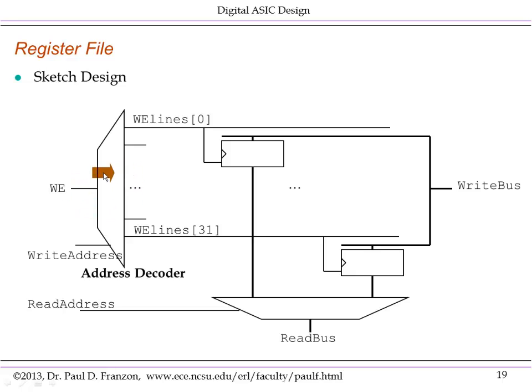Here's that logic I was just describing. If WE is high, it's shifted onto the correct WE lines by write address. So for example, if write address is 0, it's shifted 0 bits to WE line 0. If write address is 31, WE is shifted left 31 bits onto WE lines 31. If WE is 0, all of these will be 0. If WE is 1, only one of these will be 1. And that's what we want. We only want to write in this one ported register file to one of the registers at any clock cycle.